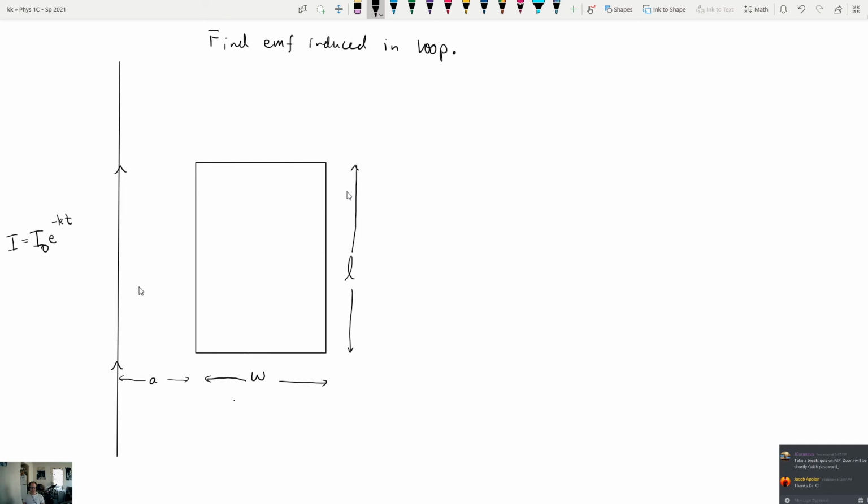Pretty simple. Okay, does everyone understand the problem? Okay, first thing to do when we're finding induced EMF, because we know that we want to apply Faraday's law, is we're going to need to find some way to calculate the flux through this loop. So let's start off by drawing the direction of the magnetic field inside the loop. If the current is flowing upwards, what's the direction of the magnetic field inside of this loop right here?